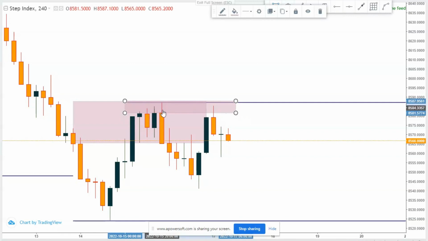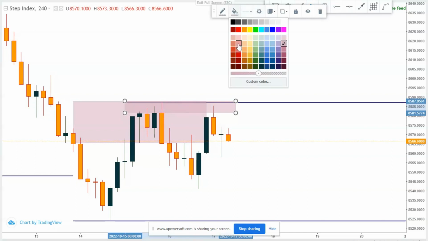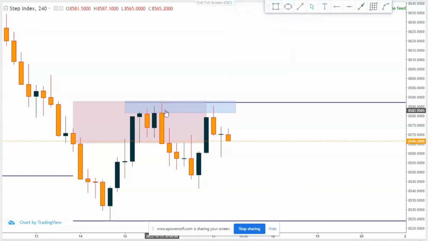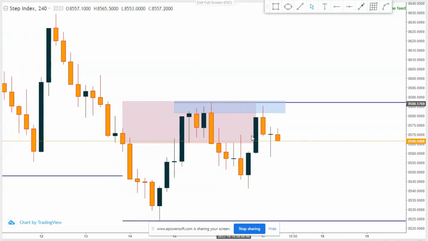I'm highlighting the candle wick to the body. Now let me change this color to blue. Now, what is the next thing that we do?